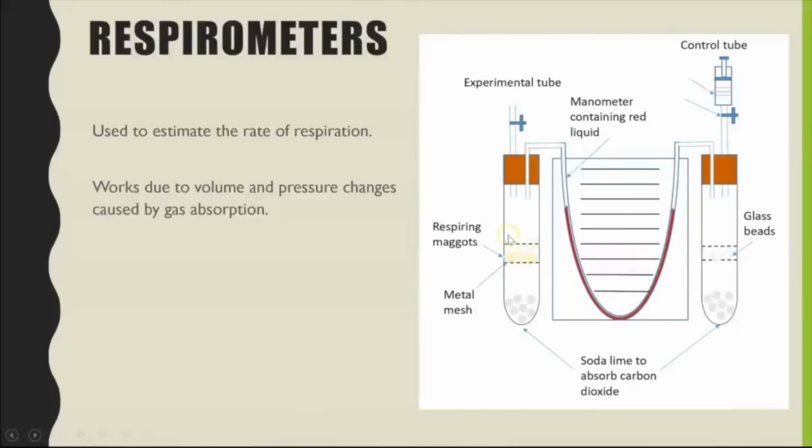For this bit here as well, you'll have a piece of gauze or a metal mesh just to make sure those maggots can't touch the soda lime because it would be harmful to their skin. It could be an irritant, so we need to make sure they don't touch that soda lime.